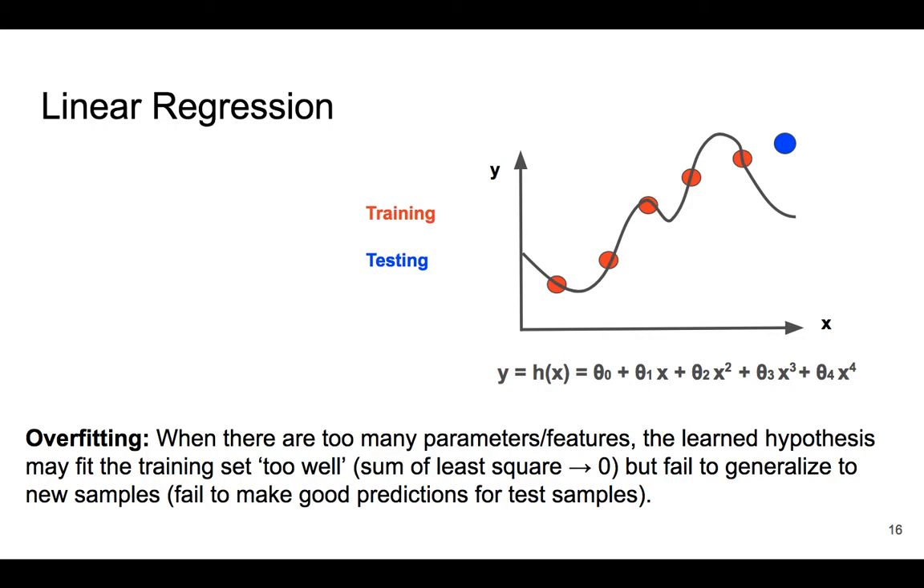Here, I add a blue dot representing a new sample from the testing data, which is an independent data set from the training data. And you can see, while the curve fits all the red dots from the training data perfectly, it fails to make a good prediction for the blue dot. This is what we mean by overfitting: the hypothesis fails to generalize, and this is bad.